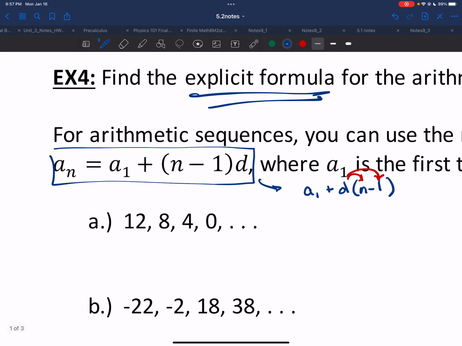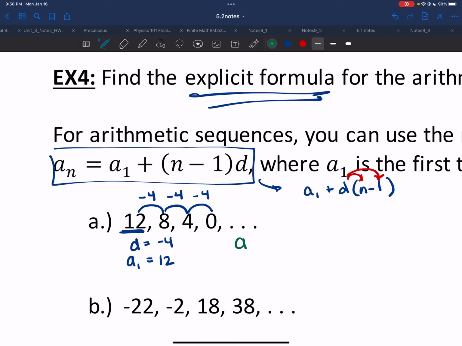To get from 12 to 8, we subtracted 4. To get from 8 to 4, we subtracted 4. To get from 4 to 0, we subtracted 4. So d is really negative 4. So a_1 is going to be 12.